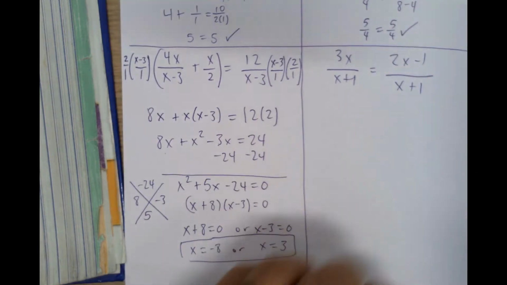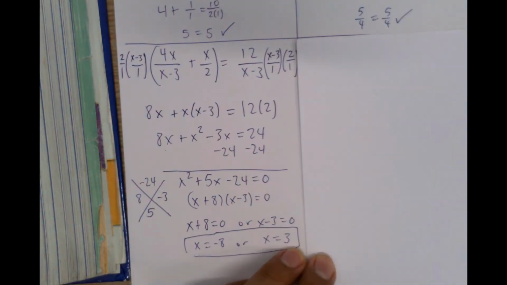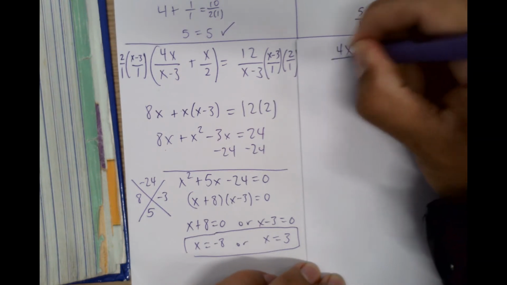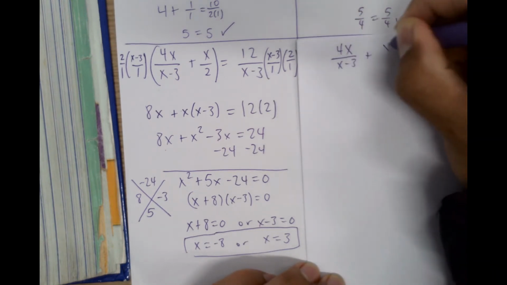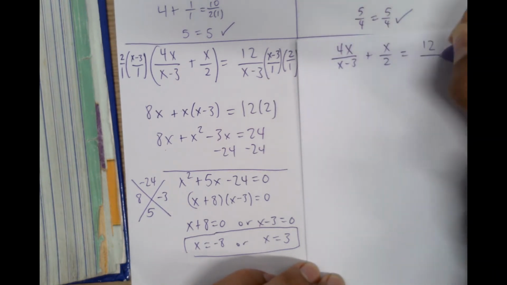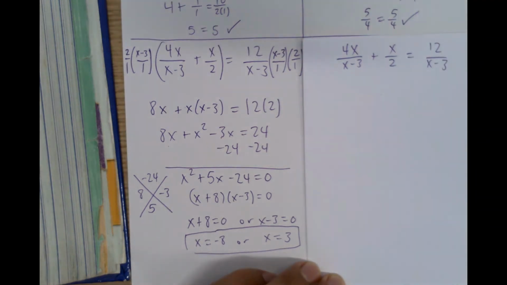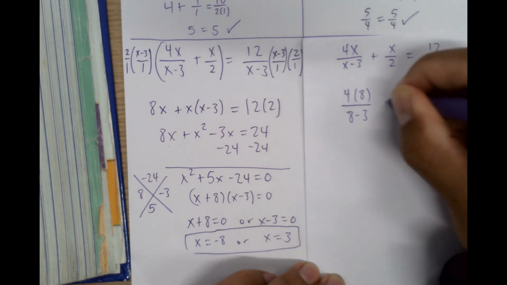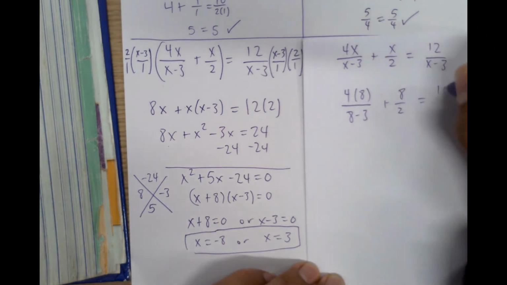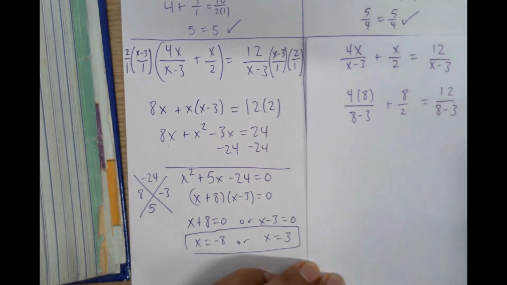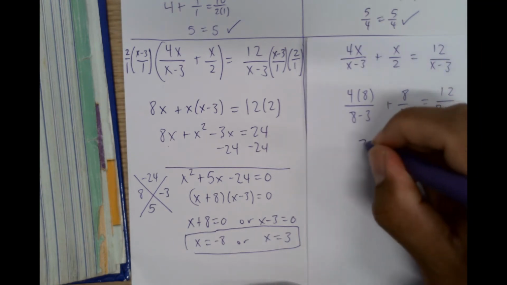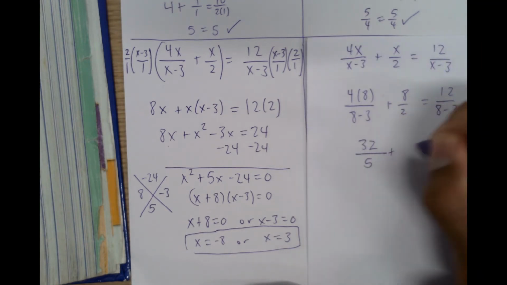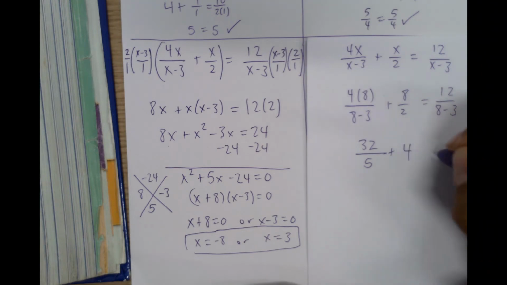Paper. So, in this one, I'm just going to check my answer. So, I have 4x over x minus 3 plus x over 2 equals 12 over x minus 3. So let's first plug in 8. So we have 4 times 8 over 8 minus 3 plus 8 over 2 equals 12 over 8 minus 3. Wow, that's fun. So then we get 32 over 5 plus, I'm just going to write 4 equals, oh yeah. Did I write it down wrong?